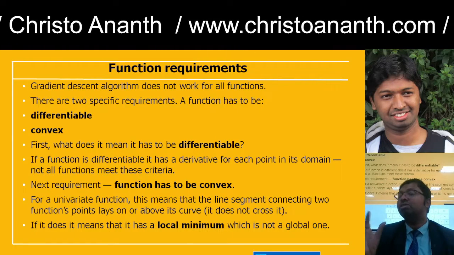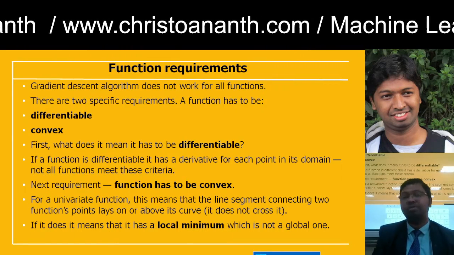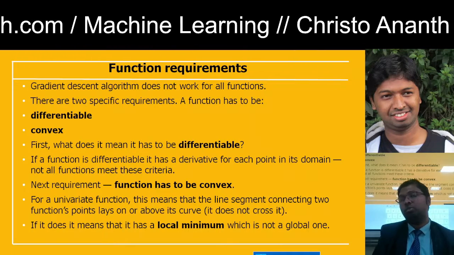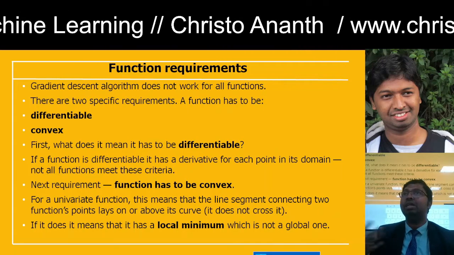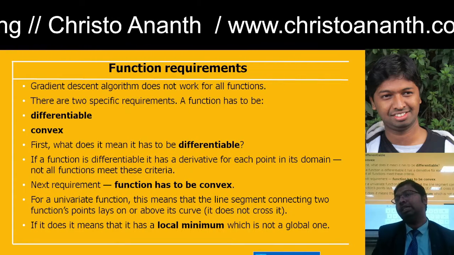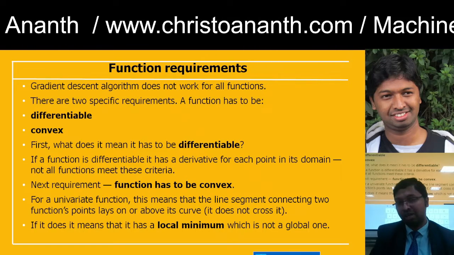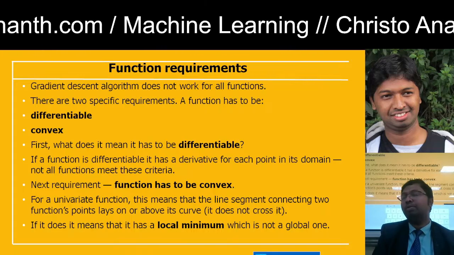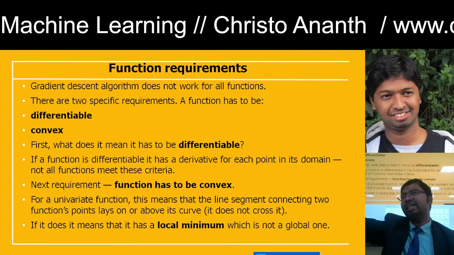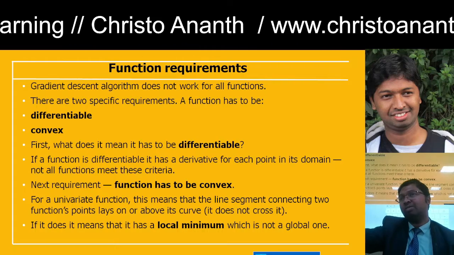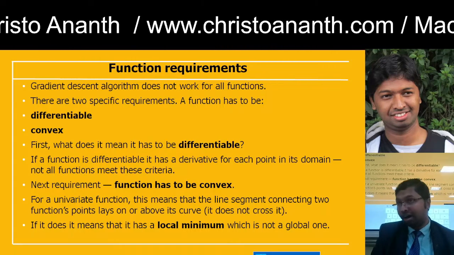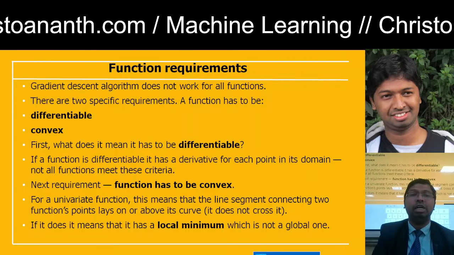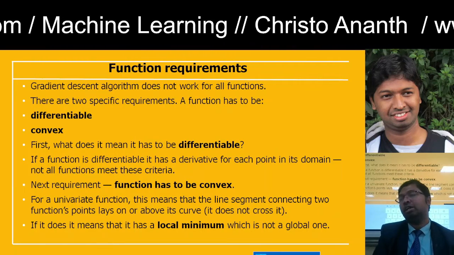You can say that the gradient descent algorithm is not suitable for all functions. It can be apt for some functions only. But there are two functional requirements. One is that the function has to be differentiable. And the second is that it has to be convex. I'll discuss what is differentiable and what is convex. Differentiable means it should have a derivative like d by dx or d by dy. Not all functions will meet this criteria. If it is differentiable, then the gradient descent algorithm actually works.